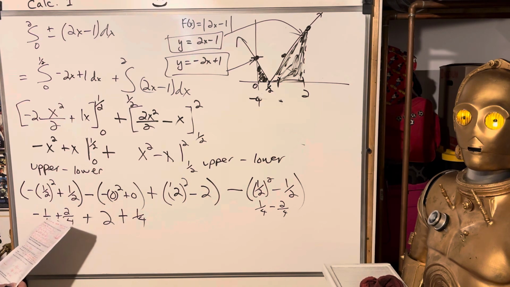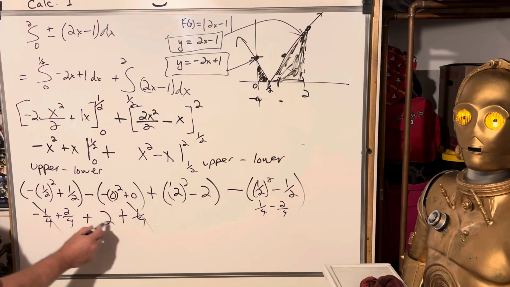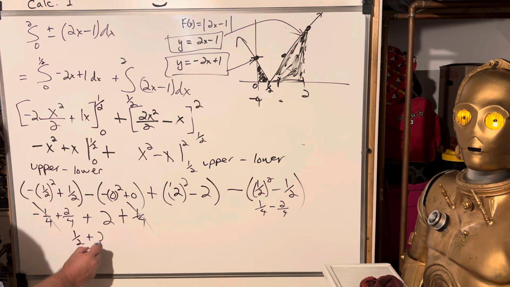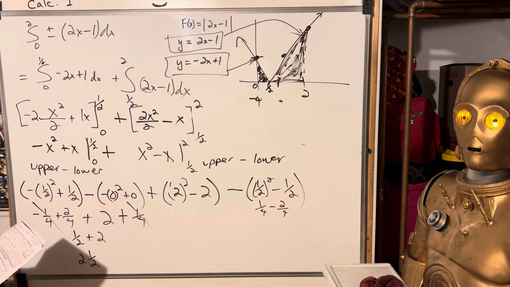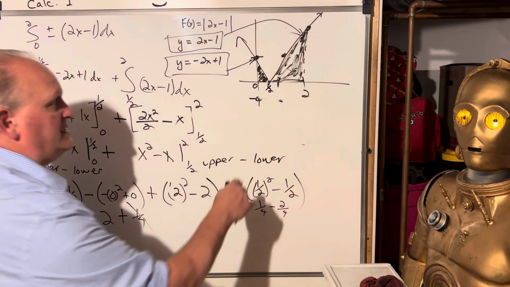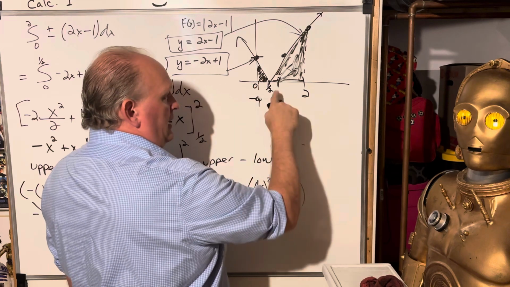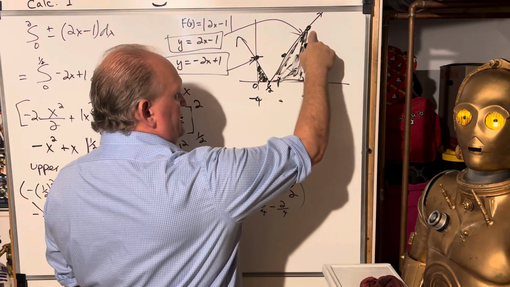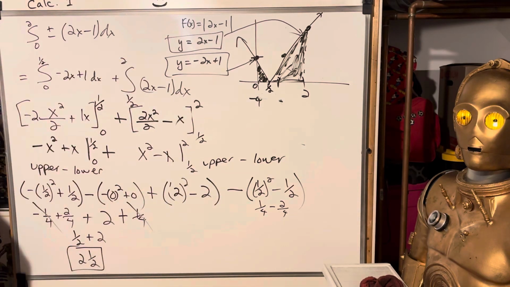It looks like those quarters are going to add up, and I got 1/2 plus 2, or 2.5. So that area is 2.5. We could confirm that with just our geometry. We could have just said 1/2 times 1 times 1/2, 1/2 base times height for the triangle, and 1.5 times 3 times 0.5, and then add them up, and that'll come out to be 2.5. So there we have it.